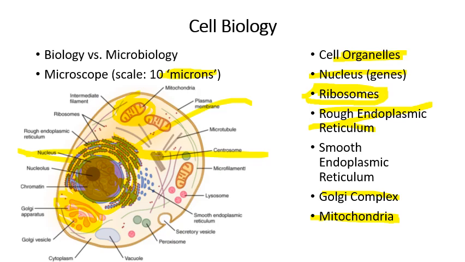So the word micron is an abbreviation for micrometer. And how big is a micrometer? Right, so if you take a meter and you divide it by 100, what units do you have? And the answer, of course, is you have centimeters.